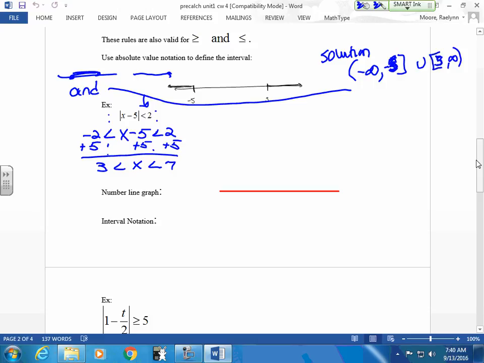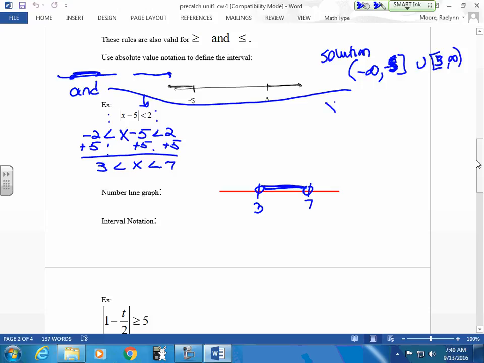Now, on a number line again, when you do this, all I want is your critical value. Don't give me the whole number line. Just give me 3, 7. Would it be open or closed? Open. And an and statement says in the middle.